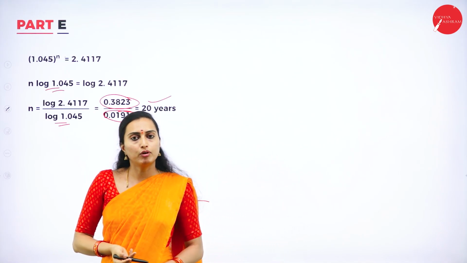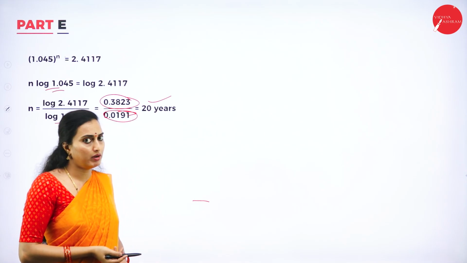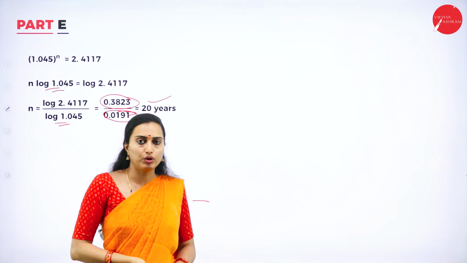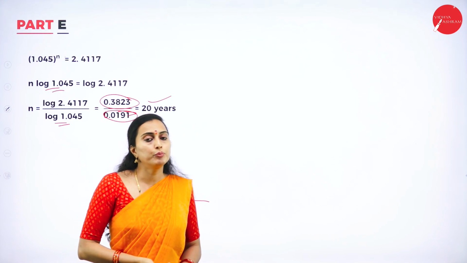This is the number of years which will be asked for a 4 marker. And this is from which chapter? Chapter 9, annuities, they are going to ask it. Okay. I hope you got this.